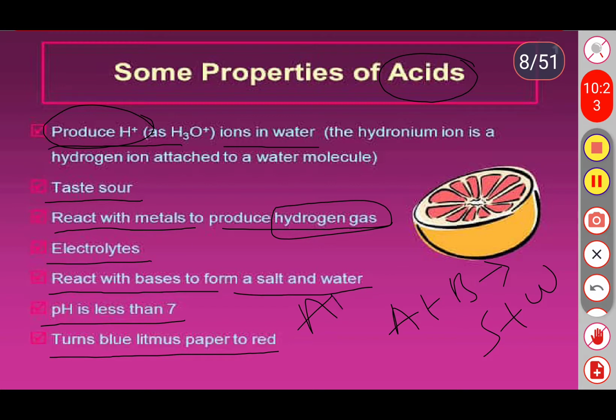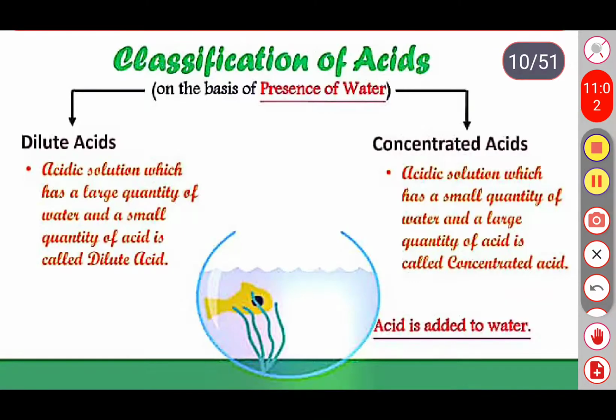So how can you memorize this one? Just write ABR: acid turns blue litmus paper to red. So a base will turn red litmus paper to blue. So ABR means acid turns litmus paper from blue color to red color. And one more most important property: all the food substances that we are taking are acidic in nature. Next one is the classification of acids.